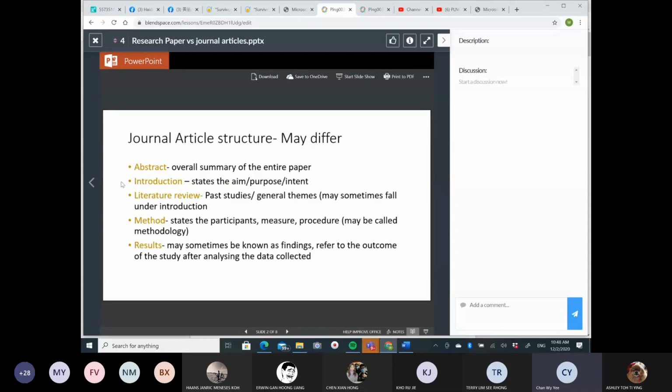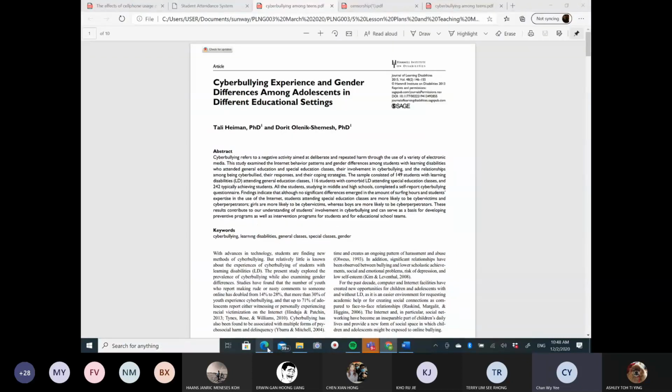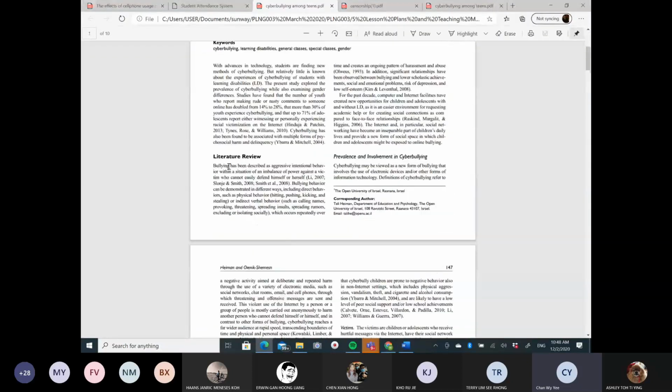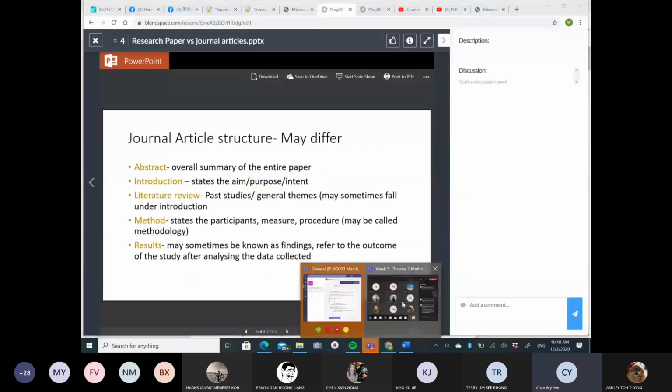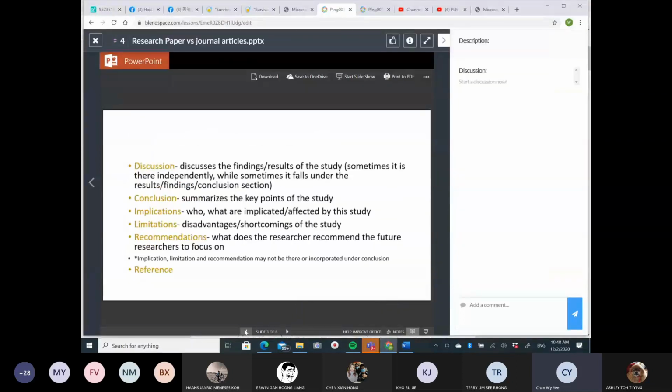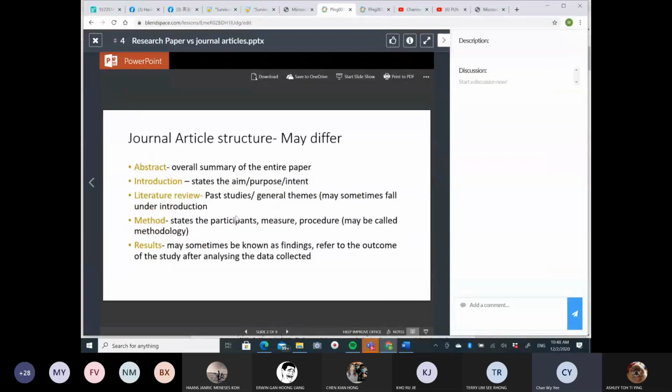And then the next one, we have literature review. It is about past studies and general themes. And sometimes it may fall under introduction. It's not separated like this one here. This one actually separates it and puts it under the literature review subsection. Certain papers don't do that. All right, and then we go to methodology. The methodology states the participants, the measures, and the procedure. Sometimes this methodology, they call it method. So this is the third section.